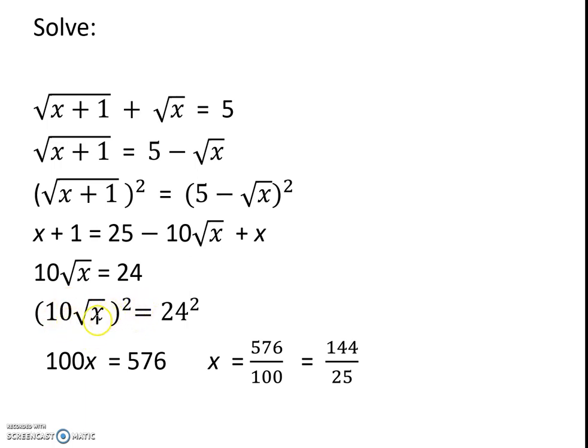And when we do that, we find that we get 100x equaling 24 squared, which is 576. But I don't want 100x, so I have to divide by 100. And when I do that, I get x equals 576 divided by 100. And if we reduce that big fraction by dividing the numerator and the denominator by 4, we find that x is 144 divided by 25.